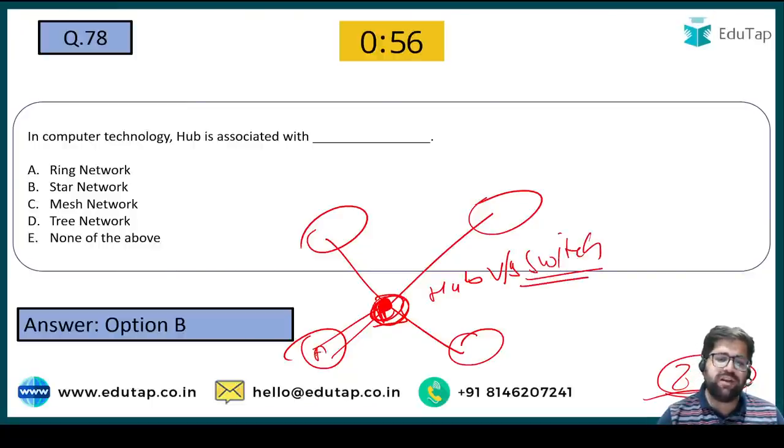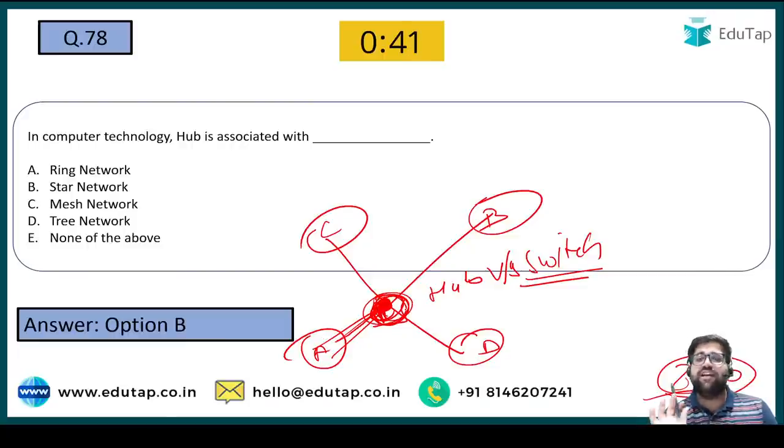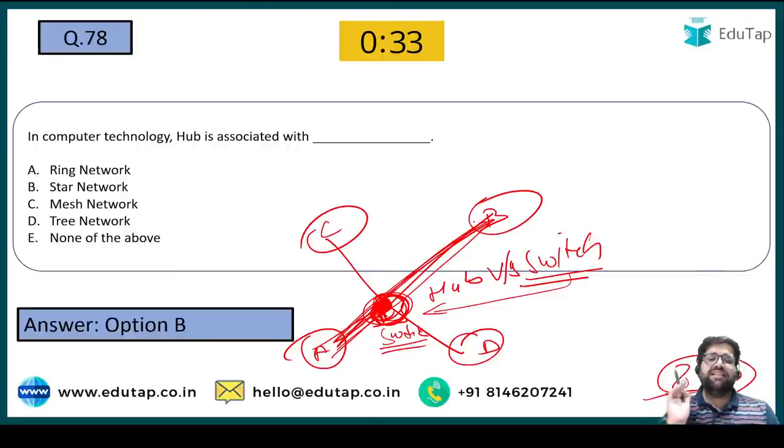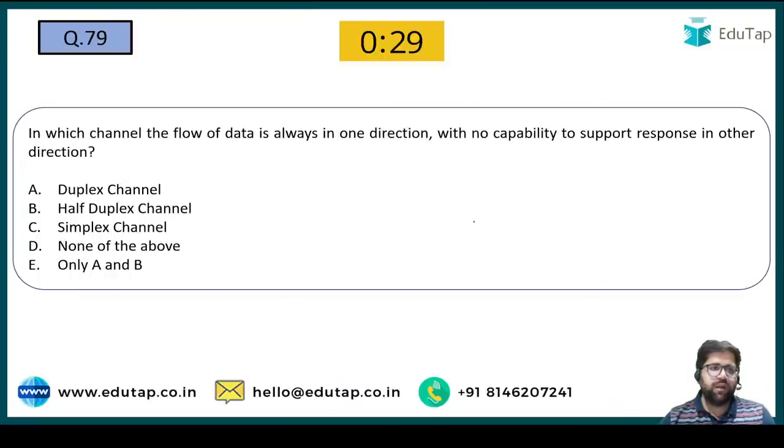For example, if A is passing information to B, A says that I am fine. So A's information will reach this hub. C and D will also come to know that A is passing information to B and saying that I am fine. So this is the disadvantage of a hub. That's why the switch was introduced. Now a switch is also something like this only. It will only pass that particular information to whom it is intended. So just remember this difference.